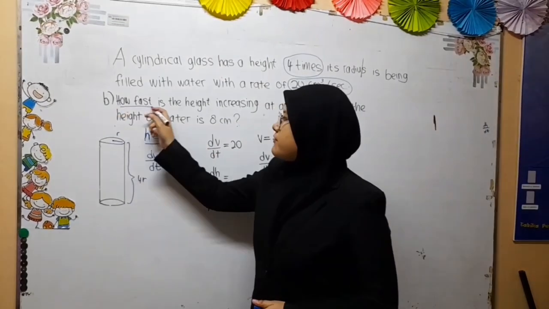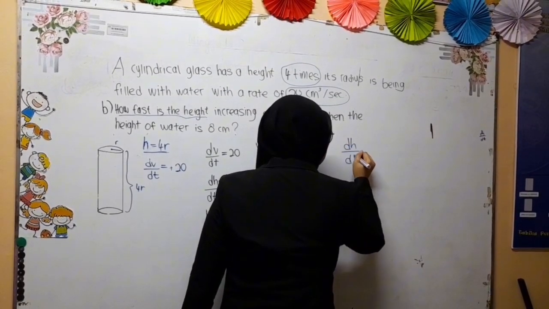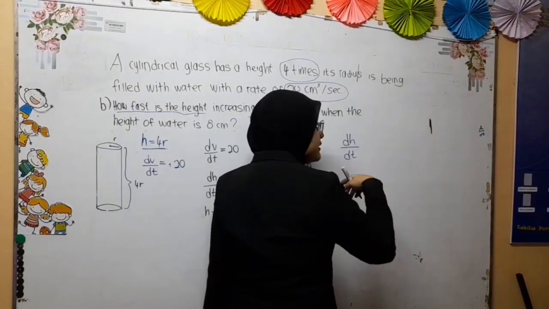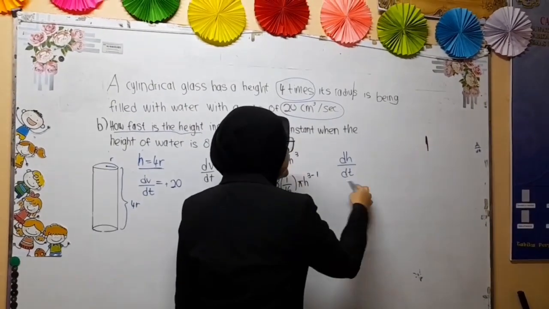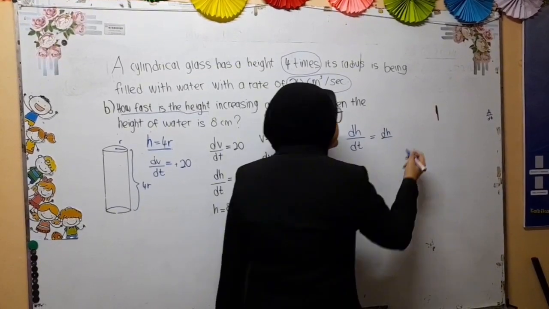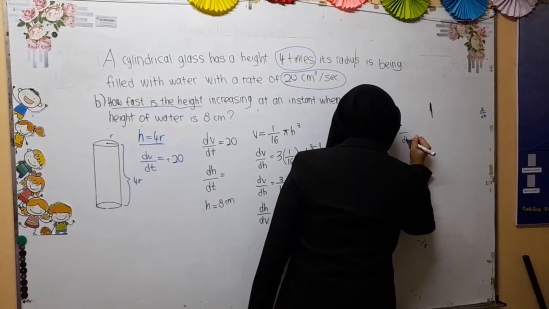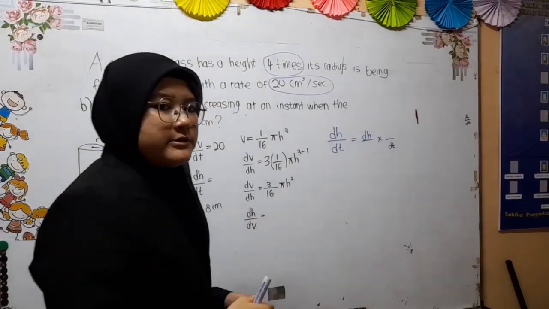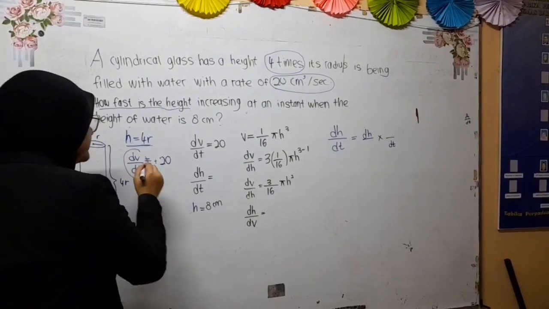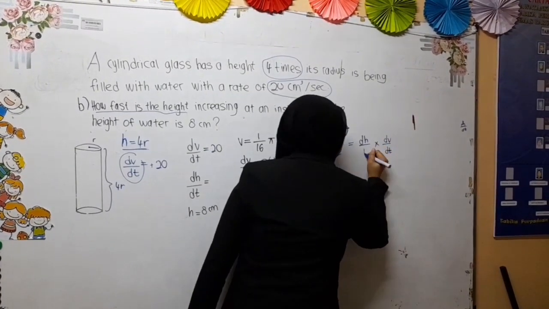Back to question B, how fast is the rate? We want to find dh/dt of the cylindrical glass. We can find this by building the equation: dh/dt is equal to dh/dV times dV/dt. Now the value that already exists is dV/dt, so we need to substitute this dV/dt into this equation.